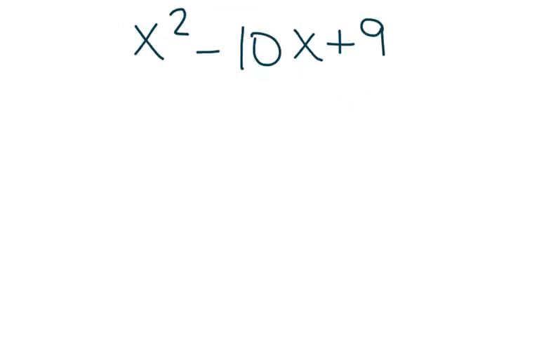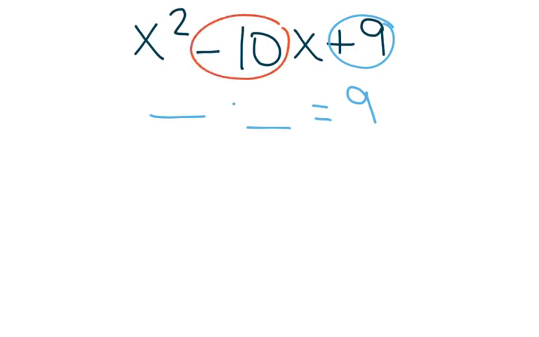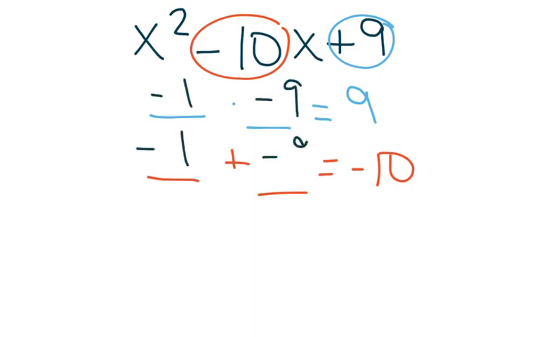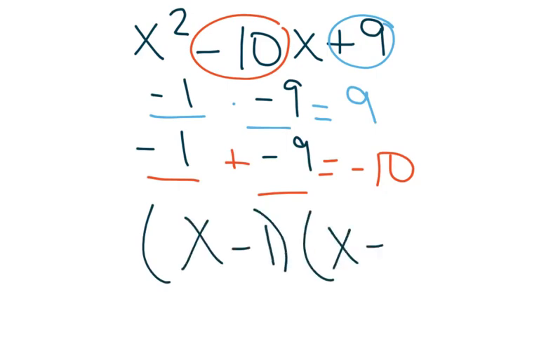Alright, so here's another example. Two numbers that multiply to give me the last number, 9. Two numbers that add to give me negative 10. So you know the two numbers need to both be negative, and those only are negative 1 and negative 9. So my answer is x minus 1, x minus 9.